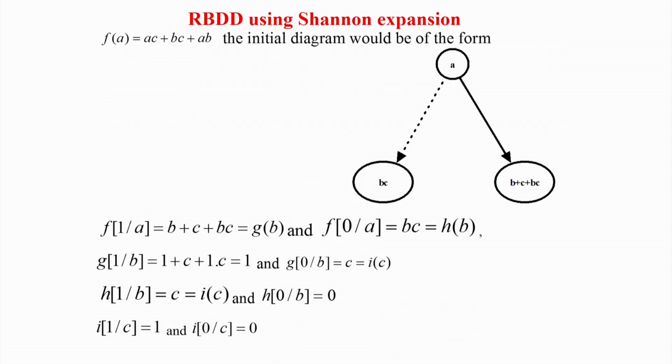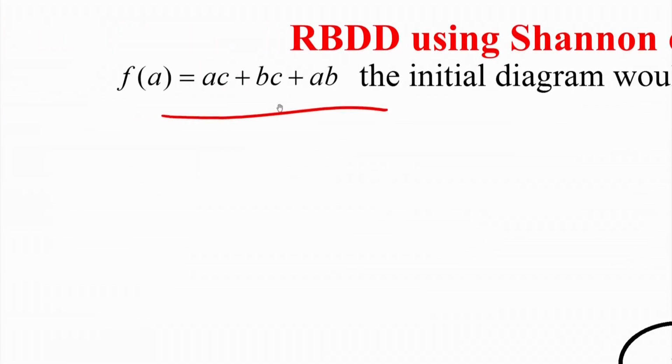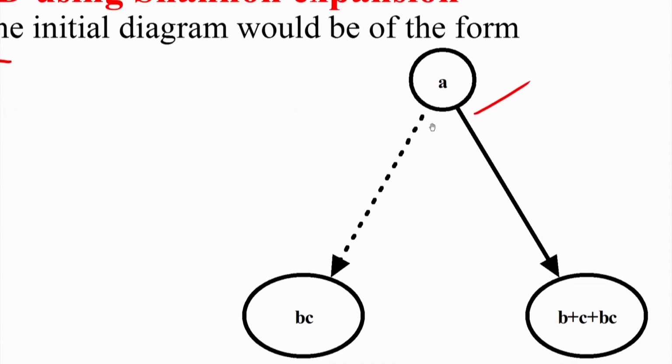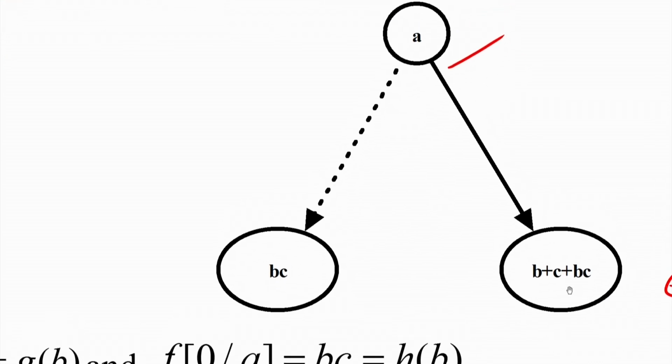So basically we will start from something like this. This is the function AC plus BC plus AB. We take A as the first level, assuming the ordering is A first, then the next level is B, then C, and so forth. Let me zoom in. This is the function, and this is the BDD, Shannon's intermediate representation. If I make A equal to 1, you are going to get the value over here.